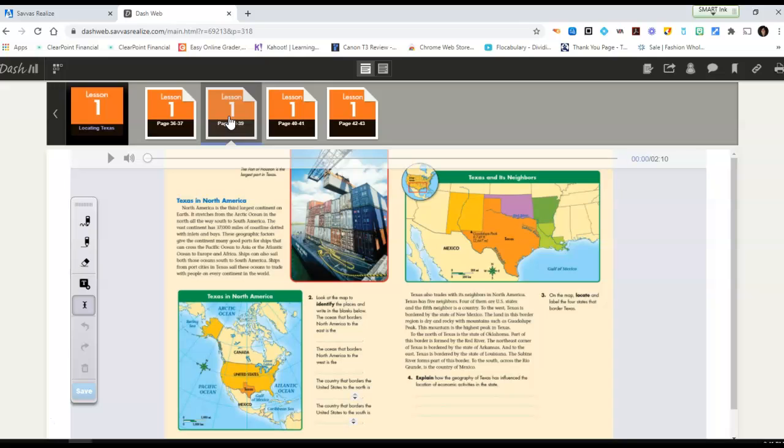So I don't know if y'all can see that map. If y'all can see that map, look at the maps to identify the places and write in the blanks below the ocean that borders North America to the east. Oh, so identify the places. Write in the blanks below. The ocean that borders North America to the east is the... Raise your hand if you can tell me which ocean borders North America to the east.